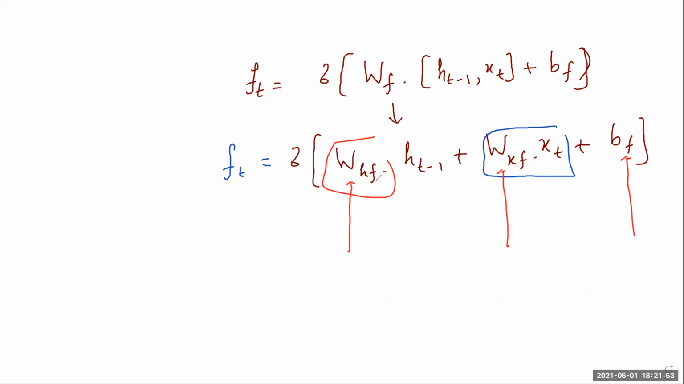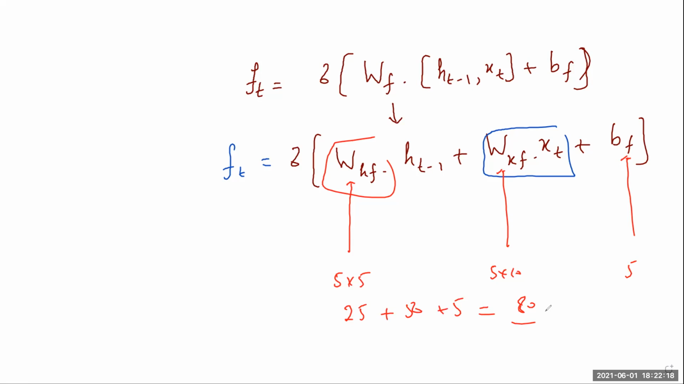We already said that this WHF is actually a matrix of 5 cross 5. This is a matrix of 5 cross 10. And we have 5 bias values because you have 5 neurons. So this is 25 plus 50 plus 5, which is 80. So the total number of parameters in the forget gate is 80.